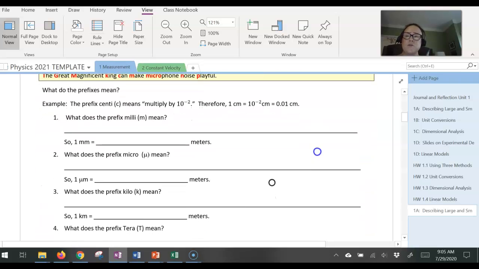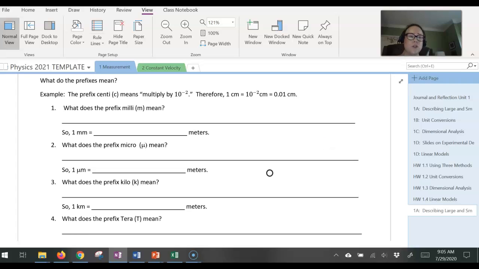Let's look at some of these exercises. So the first questions are just asking us to practice writing what the prefixes mean so that we start to think about them in terms of their true meanings. So each prefix is telling us to multiply by some power of 10. So, for example, let's look at number 2 here. What does the prefix micro mean? Well, micro means multiply by 10 to the negative 6. That's the power of 10 that we multiply by when you see something with the prefix micro.